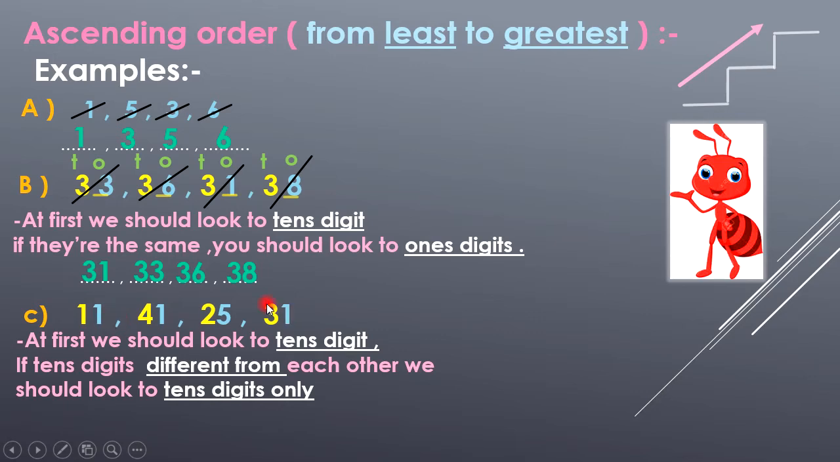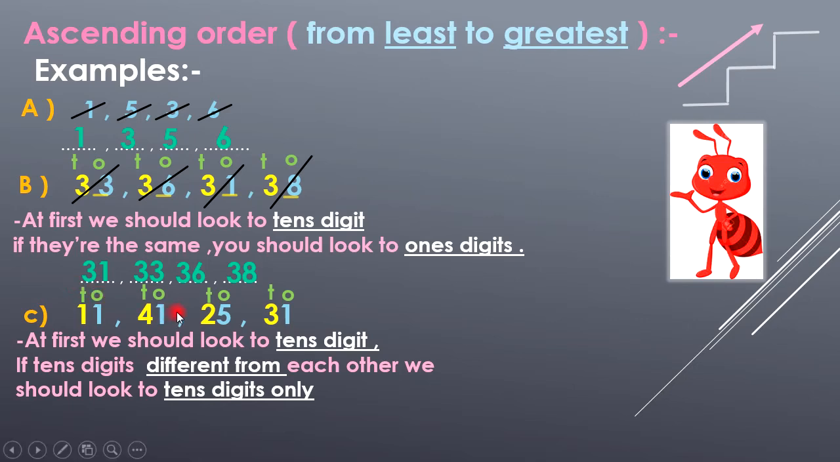Okay? Let's put the homes together. 1 in ones home, 3 in tens home, 5 in ones home, and 2 in tens home, 1 in ones home, and 4 in tens home, 1 in ones home, and 1 in tens home. Okay, let's look to tens digit. Tens digit means the number on tens home. 3 here in tens home, and 2 in tens home, 4 in tens home, and 1 in tens home. So we find that they are different.